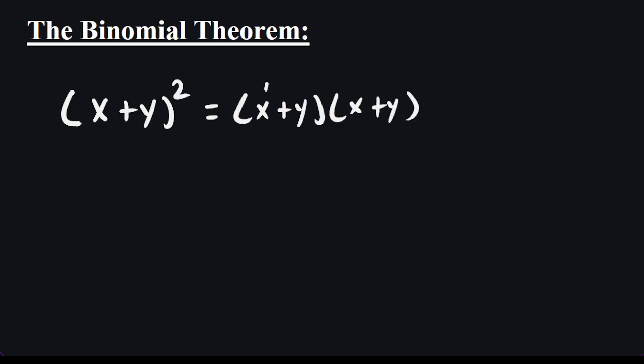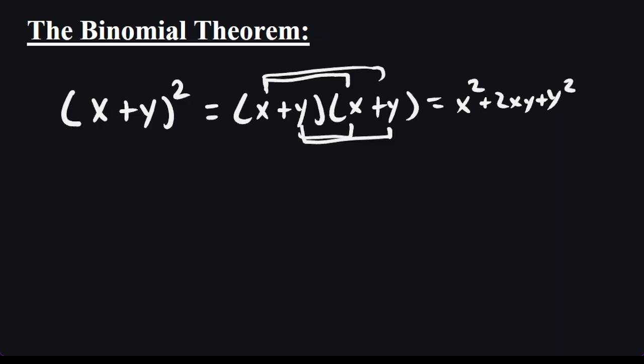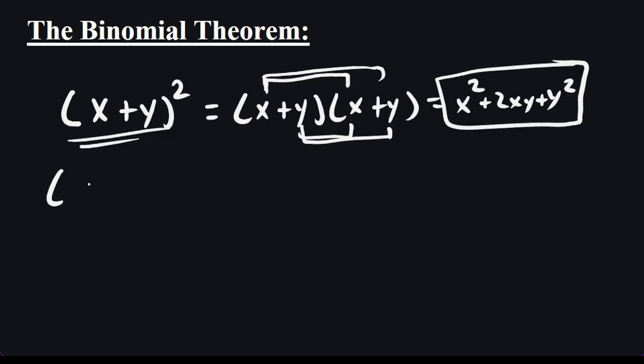You can go ahead and use FOIL: for the first terms, x squared, plus xy plus yx, so 2xy, plus y times y, which is y squared. And there you go. That's how you would expand this binomial. But what about expanding this binomial, (x + y) to the fifth? This is a lot more difficult to expand.